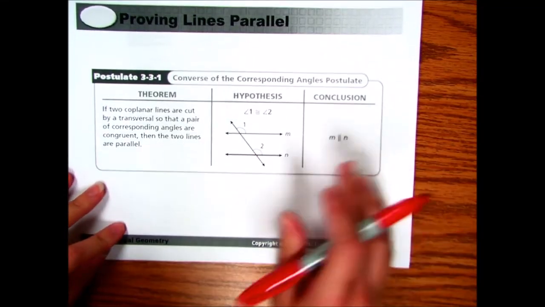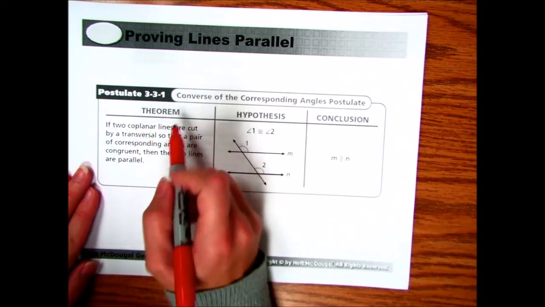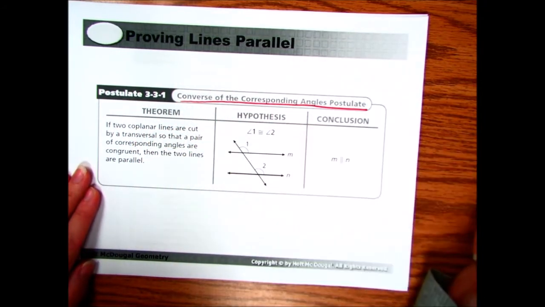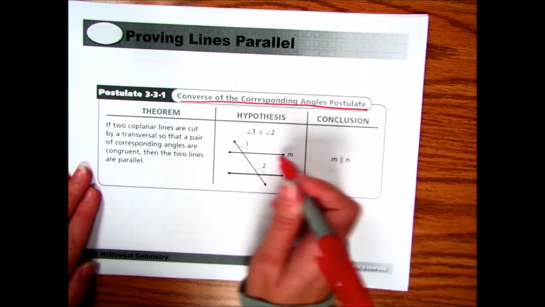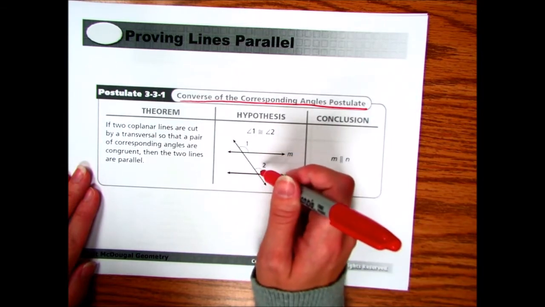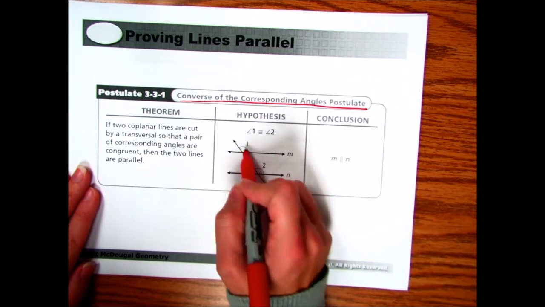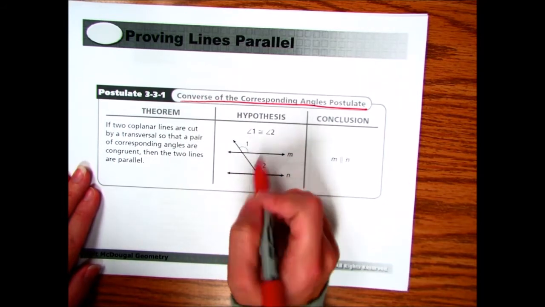In this class today, we learned about a few things here that were theorems and postulates. This theorem right here is called the converse to the corresponding angles postulate. Remember, yesterday we learned in the corresponding angles postulate, if you knew two lines were parallel, then you could say that their corresponding angles would be congruent. Well, now we're doing the converse. If you know two corresponding angles are congruent, then you can prove that the two lines are parallel.